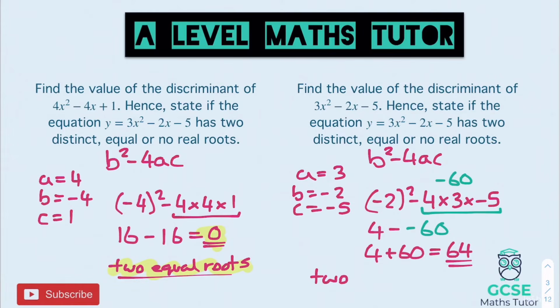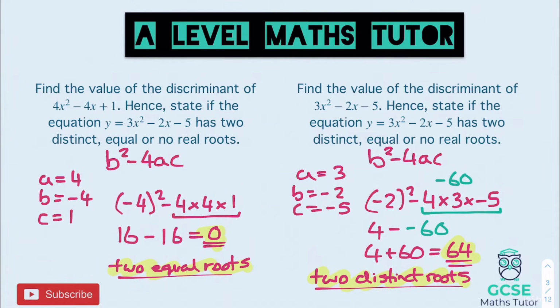2 distinct roots, and that is going to be our final answer for that one. So 64 is our discriminant, and that gives us 2 distinct roots. So that's how we're going to look at quadratics, and that's how we're going to determine how many roots they have and whether they have a root at all.